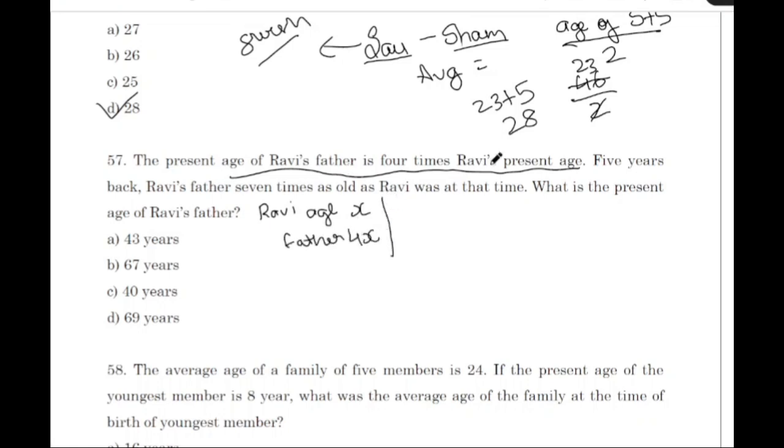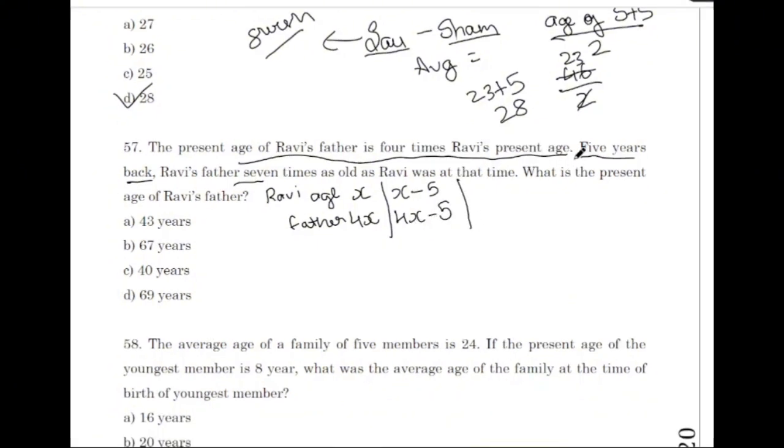This is one condition. Then the second condition: 5 years back, Ravi's father, that means 5 years back means how much? X minus 5, 4x minus 5. This is the 5 years back scenario. 5 years back, Ravi's father was 7 times as old as Ravi was at that time.